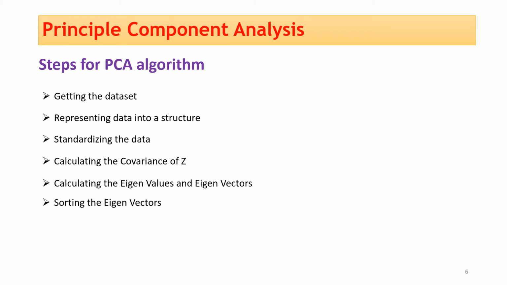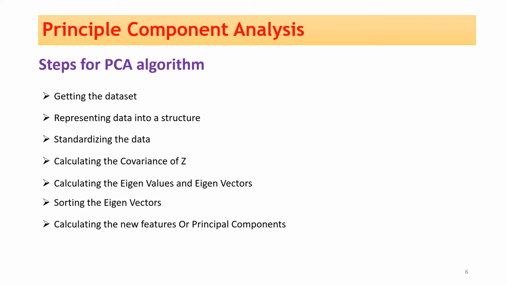Then the next step is sorting the eigenvectors. In this step, we will take all eigenvalues and sort them in decreasing order, which means from the largest to smallest, and simultaneously sort the eigenvectors according to the matrix P of eigenvalues, and the resultant matrix will be named P star, that is the sorted eigenvalues of P.